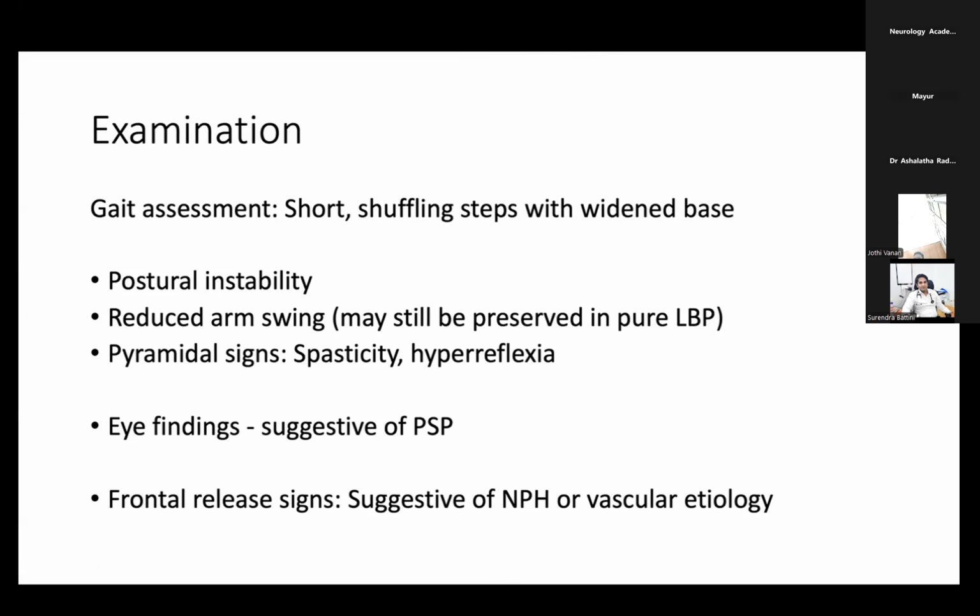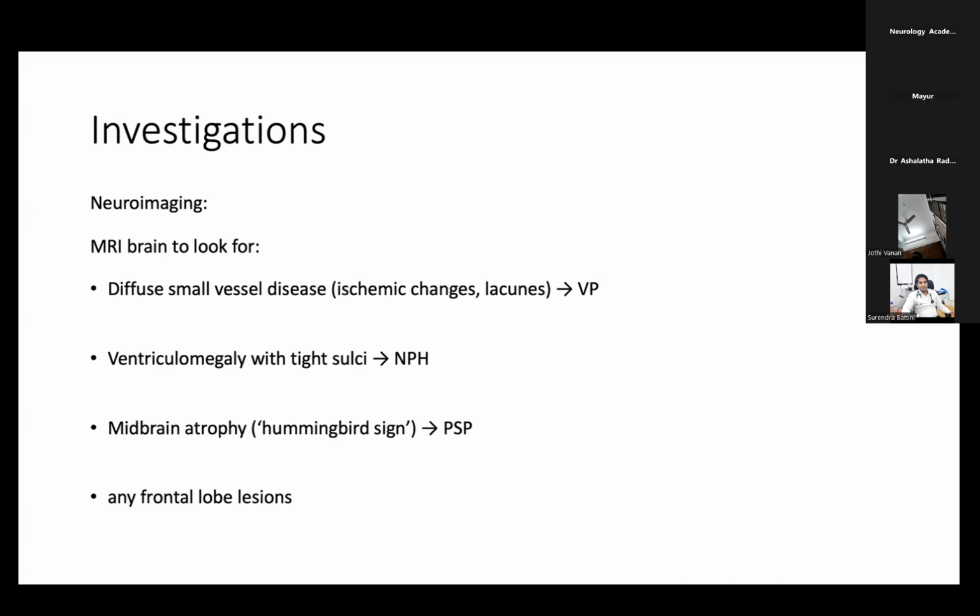The eye findings, which we have discussed in detail, should be tested if there is a suspicion of PSP, and if they are suggestive, then the diagnosis should be considered. The presence of frontal release signs does suggest the possibility of NPH or vascular etiology. Coming to the investigations, we can do neuroimaging and look at the MRI brain, in which we can see if there is any presence of diffuse small vessel disease, that is ischemic changes, and presence of lacunes, which support the possibility of vascular Parkinsonism.